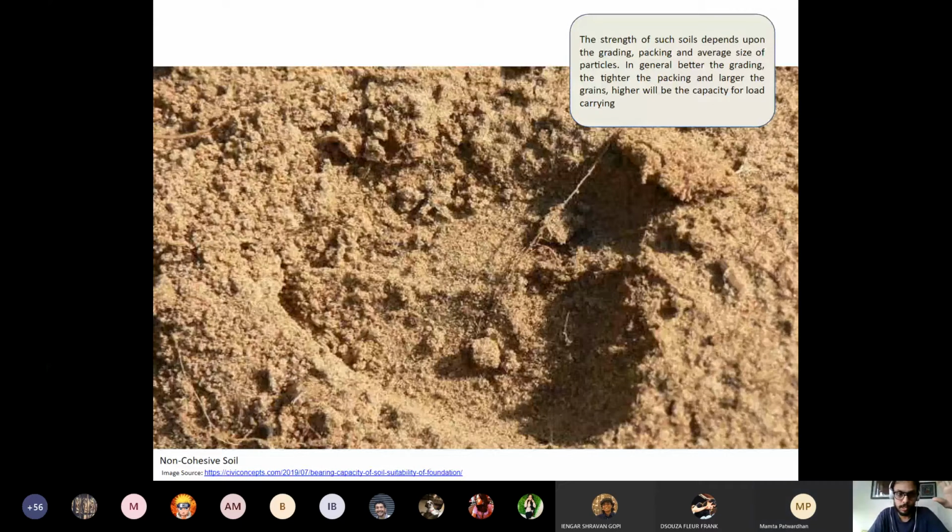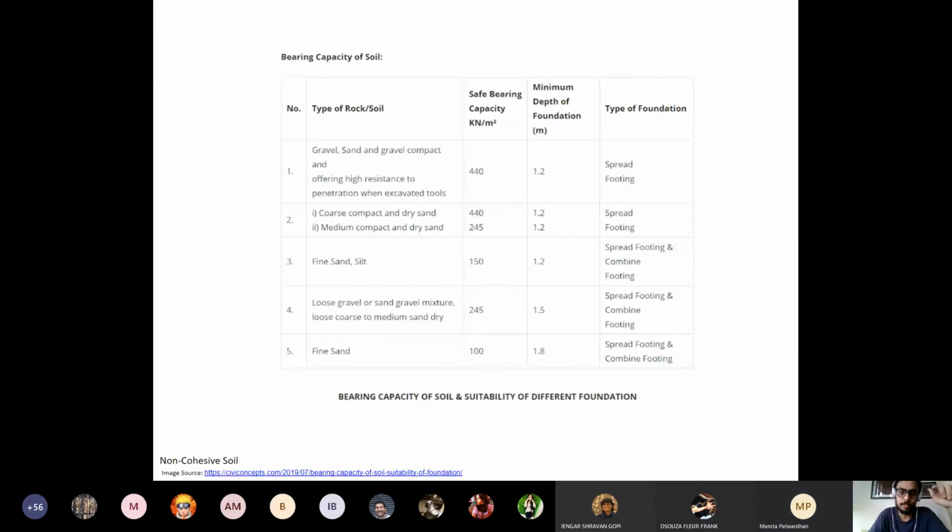I'm showing you the types of those non-cohesive soils. So you can have gravel sand, gravel compaction. You can have coarse compact dry sand. You can have fine sand and silt. You can have loose gravel, sand gravel mixtures. You can have fine sand. So these are all the various non-cohesive soil types with their bearing capacities.